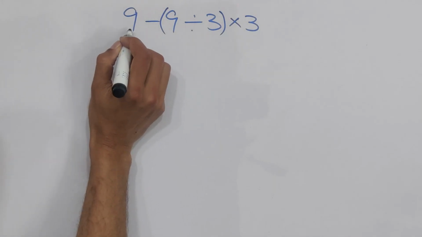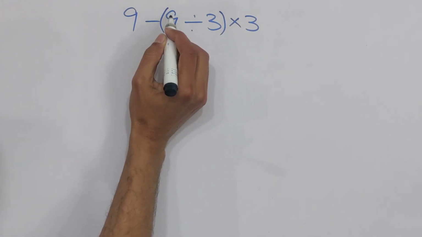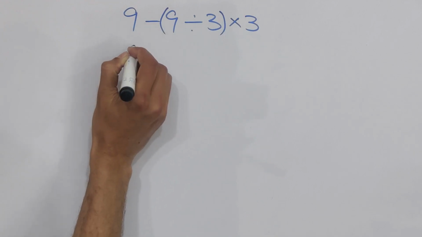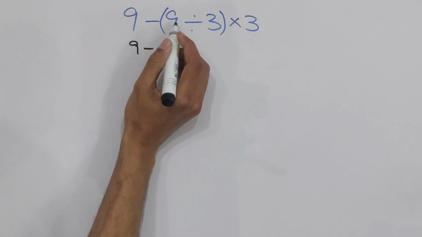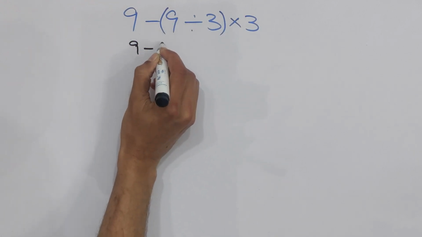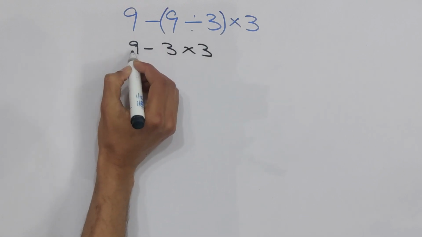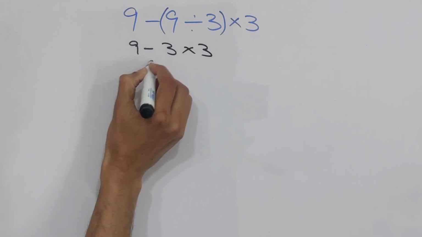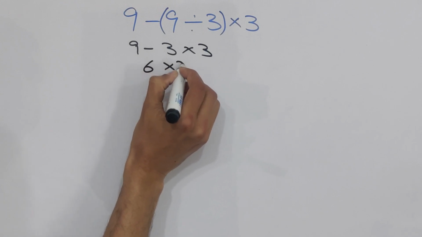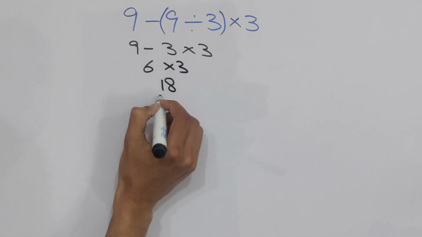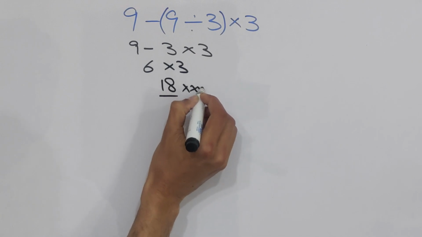Hey guys, we have 9 minus, inside the parentheses, 9 divided by 3, multiply 3. Okay, so 9 minus 9 divided by 3 equals 3 multiply 3. Now 9 minus 3 equals 6 multiply 3. And now 6 times 3 equals 18. This is not the correct answer, guys.